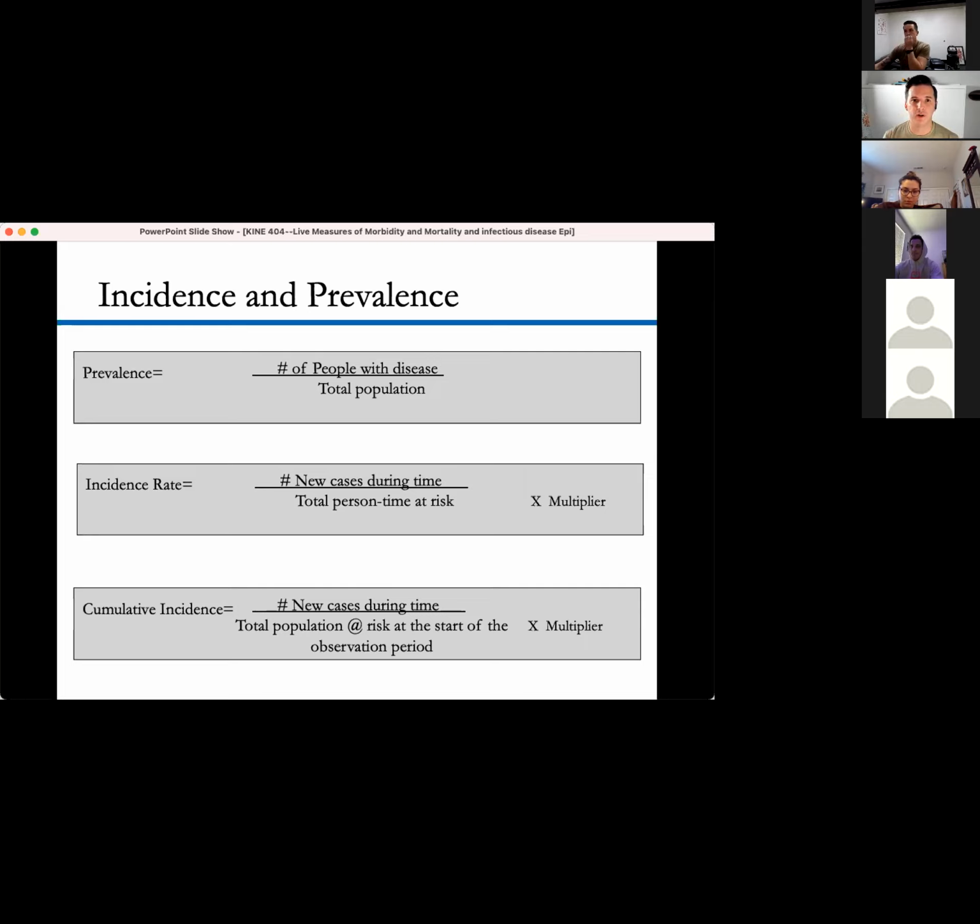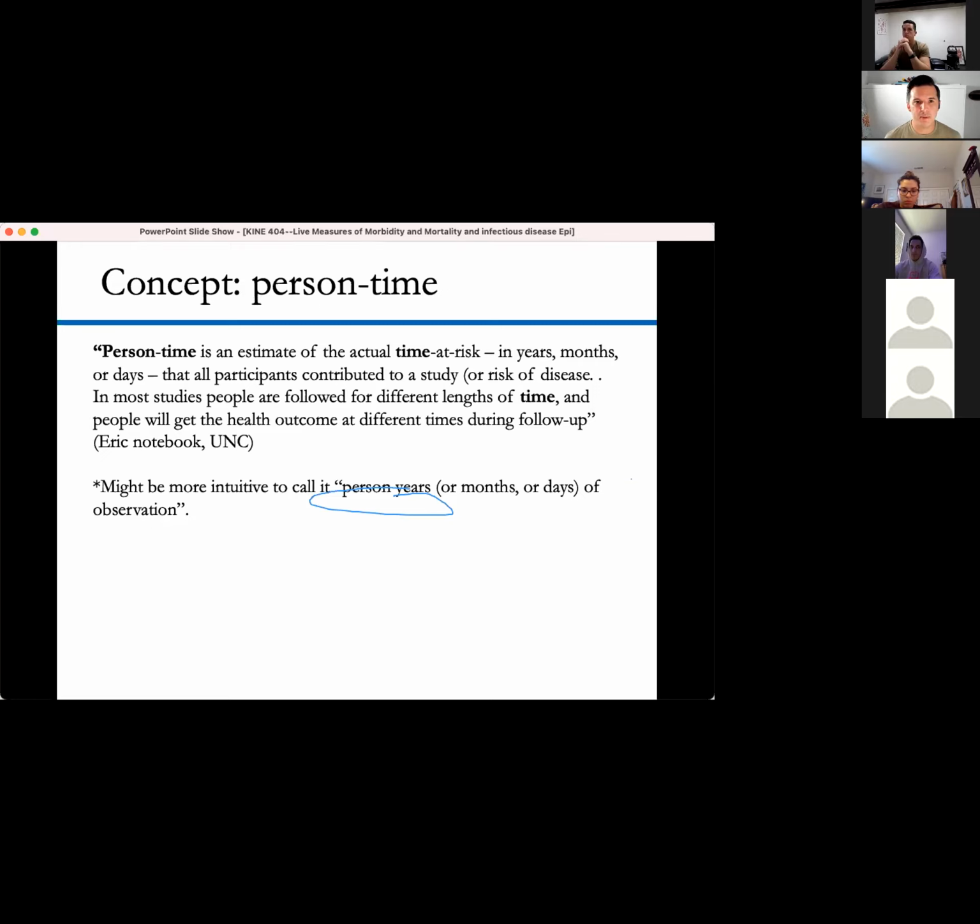But what I want to focus on here is the total person time at risk, because this is often the most confusing for students in terms of how we calculate it. So let me see. I'm going to attempt, oh, that's not great. My iPad's not working. Normally I'll go through sample problems using my iPad, but it's not letting me pull it up right now.